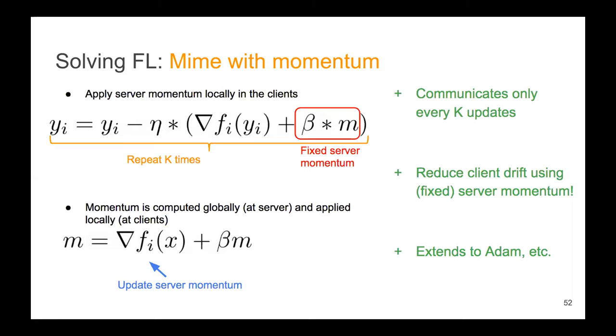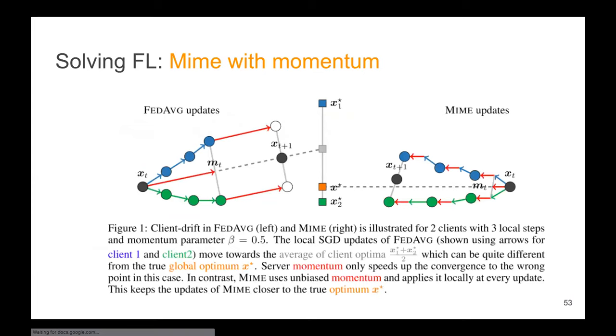Okay, good. So I'll move on. What's going on here? Let me visualize roughly what is going on. We know that, roughly speaking, the solution is the average of the local optima. So if you do Fed averaging with momentum, it helps a little bit, but unfortunately it only speeds up convergence to the average of these local optima, which might not be the true optimum. With the fixed server momentum that MIME applies, what we can show formally is that the updates actually converge to roughly, but not exactly, the right optimum point.